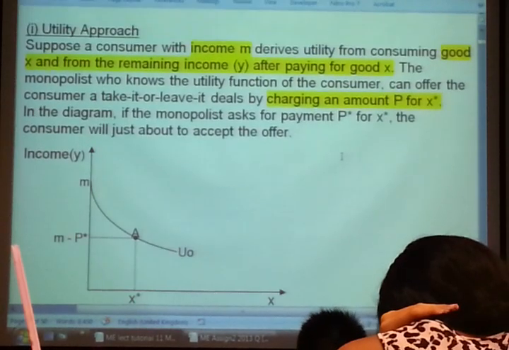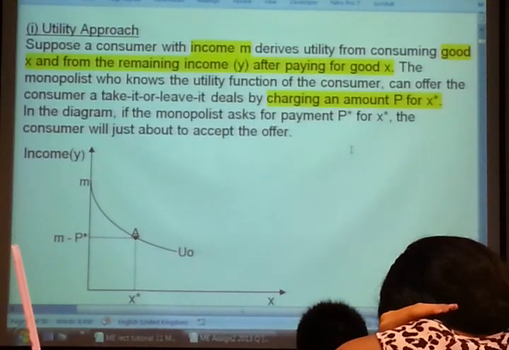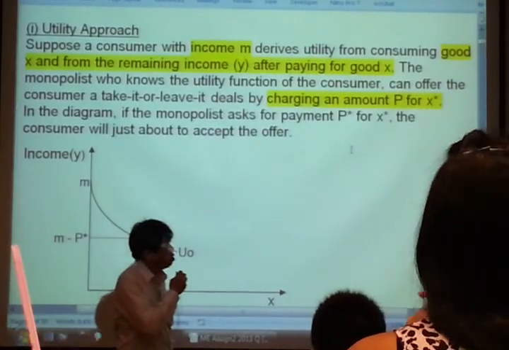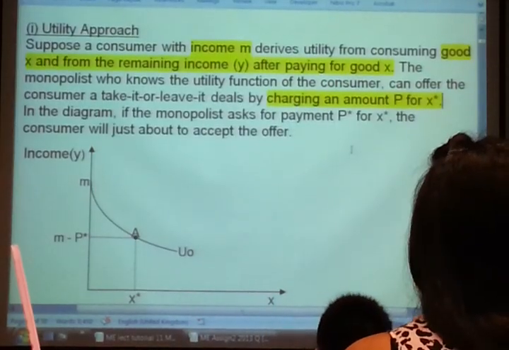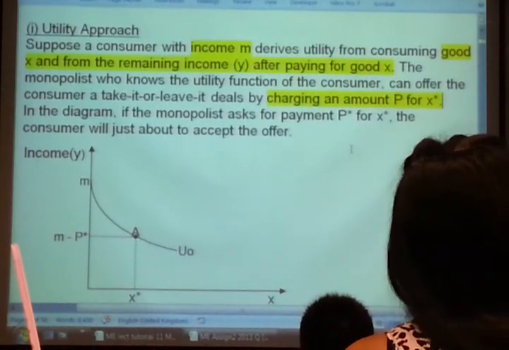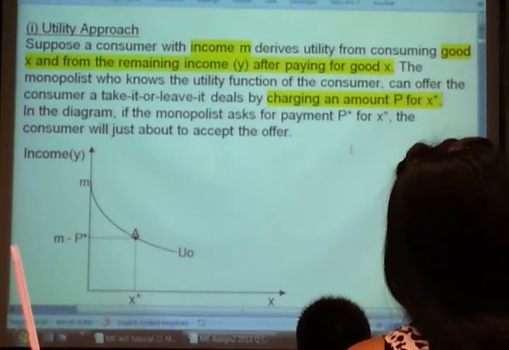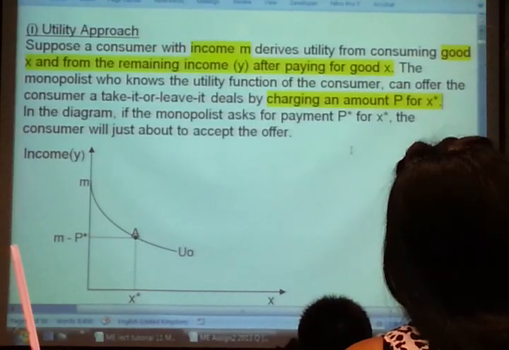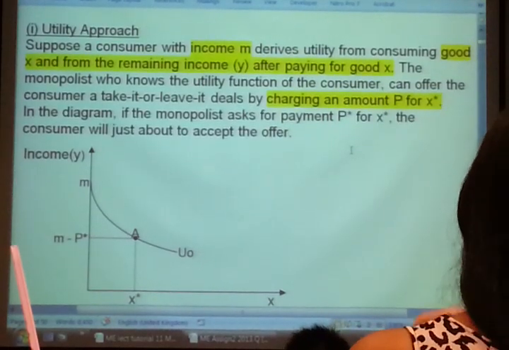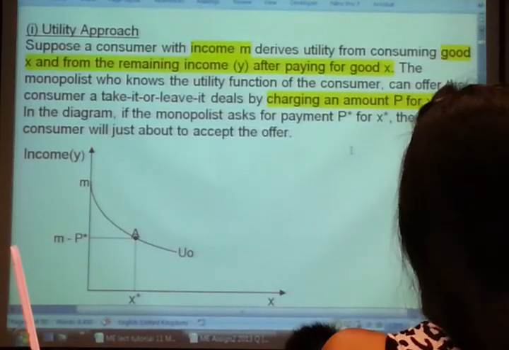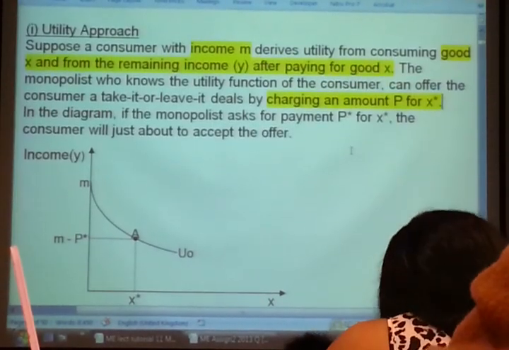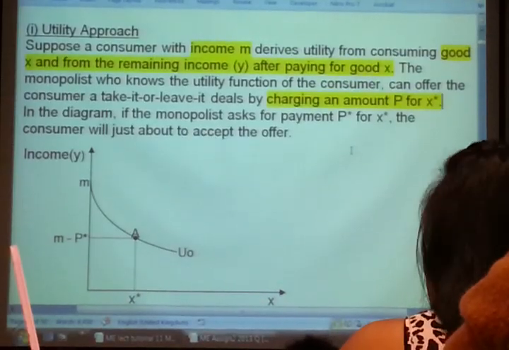Because normally P is taken to be what? Price. Price is normally taken to be the price for how many units? 1 unit. Now, if the monopolist offers you a take it or leave it offer, charging you P for X star, then this P is not the price for 1 unit. This is the total price for X star units of X. Understand? They could be charging you $100 for 100 units of X. So in first degree price discrimination, you have to be careful. This P does not stand for the price for 1 unit. This P stands for a lump sum payment for X star units of X, 100 units of X.